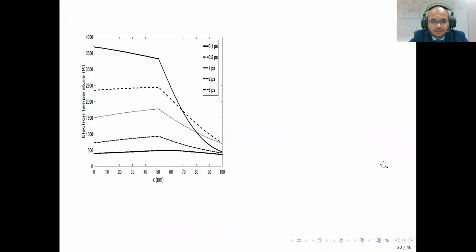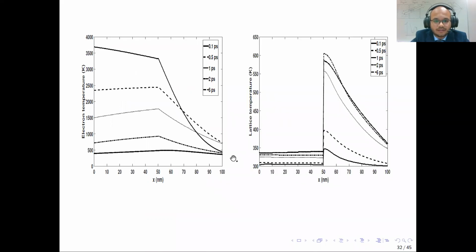And for nonlinear, these were the electron temperature, and again this is similar to the previous graph, with each line representing a different time level. In the nonlinear case, the temperature rises much higher, to around 3600, and then it takes around 6 picoseconds to go back to room temperature. And that's the lattice temperature. Now we can see that there is such a high jump in the lattice temperature in the nonlinear case. It shoots up to almost 600 Kelvin. And again, each graph here represents a different time snapshot.